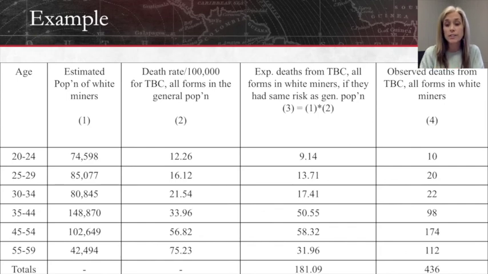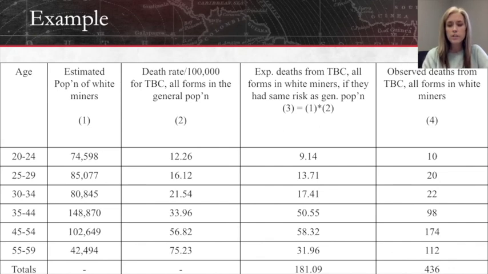And so that gives you your expected numbers, you add them all up, and then you say, okay, well, what did we actually observe? So that would be given to you, okay? And so you can see, for example, we expect only 9 deaths if the miners were to be compared to the general population. We would only expect 9 deaths to occur in the 20 to 24 age group. However, we observed 10. Is that good? Is that bad? Looking down at 25 to 29, we only expect 13 deaths if the Caucasian miners population conforms to the standard population, but we actually got 20.